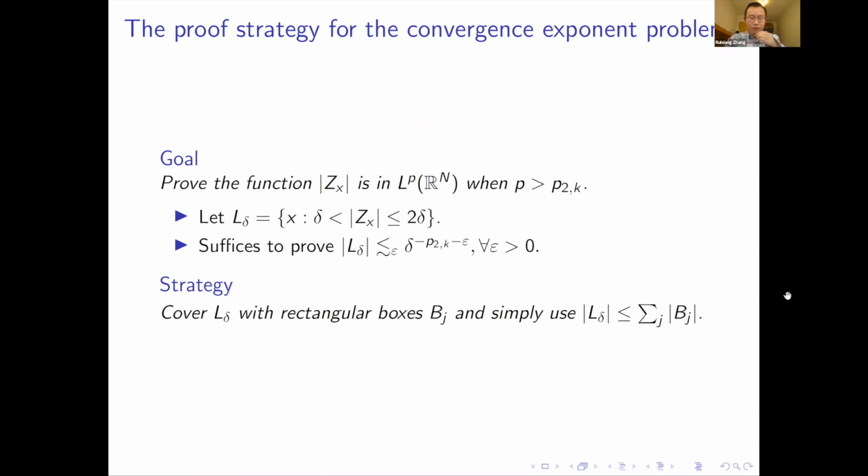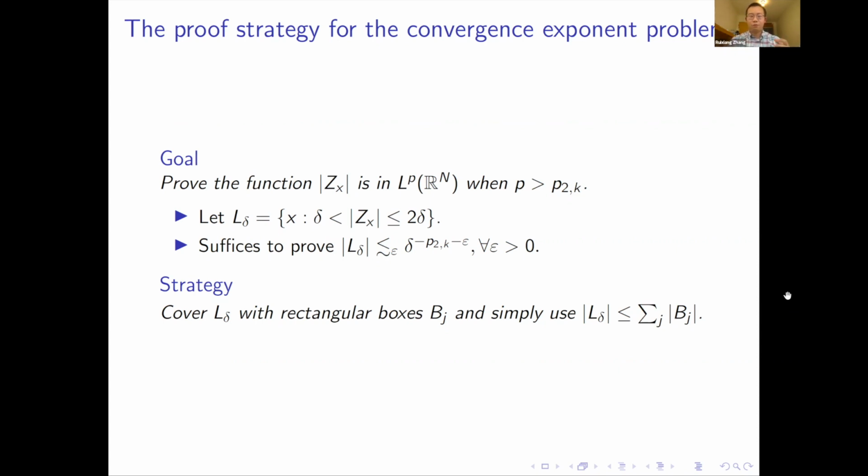So Z of x is the stationary set. We want to prove the stationary set measure function is in L^p. That's basically our goal. And a natural way towards this goal is that we look at the set of points x such that the stationary set of x is between delta and 2 delta, and we put all the x together. And our goal is to give an upper bound of the whole set that we just put together.